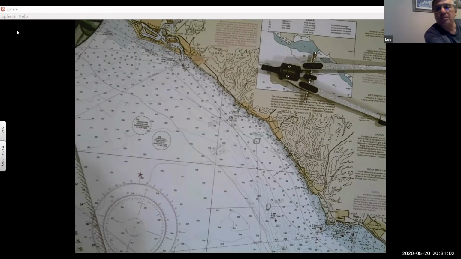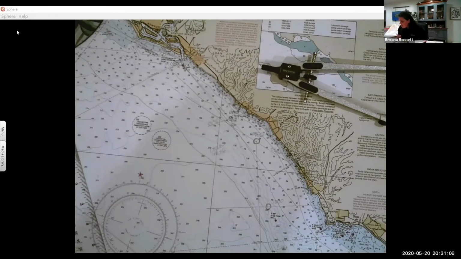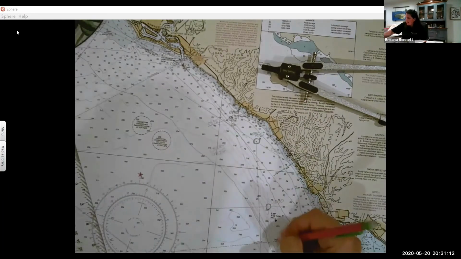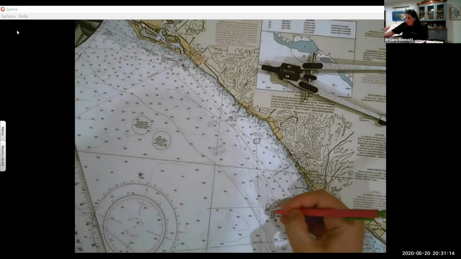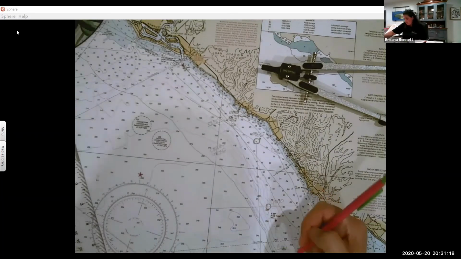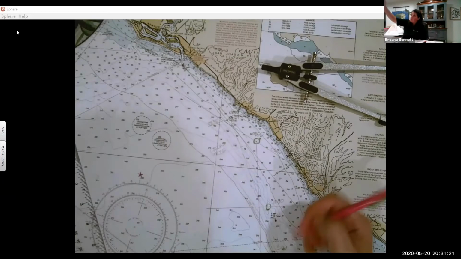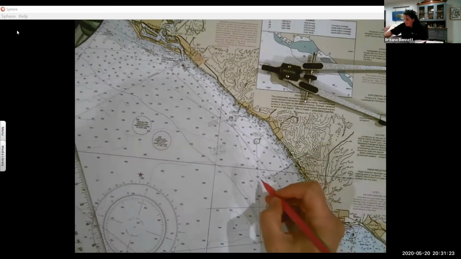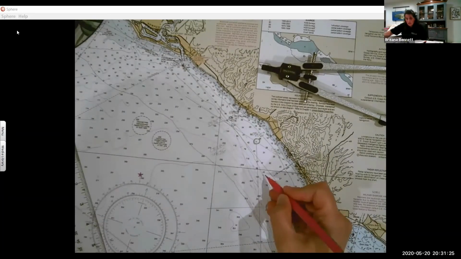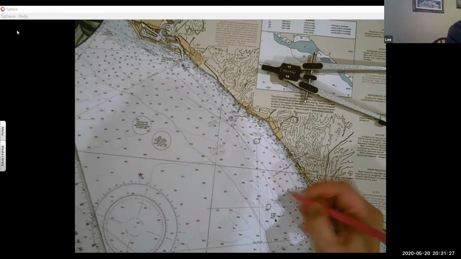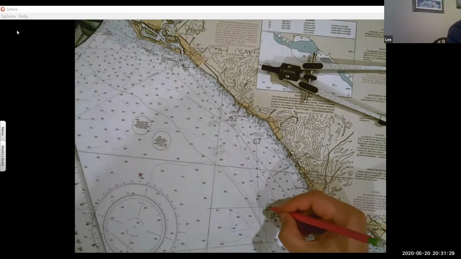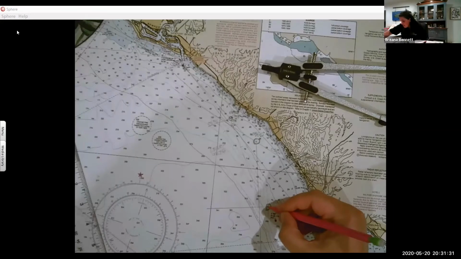Okay. And then it asked us what was our position, so we can get the lat and long. And then on the fathom curves, what are we between? So remember our fathom curves, and we have the numbers up here. 200 and 250? Yep, 200 and 250.